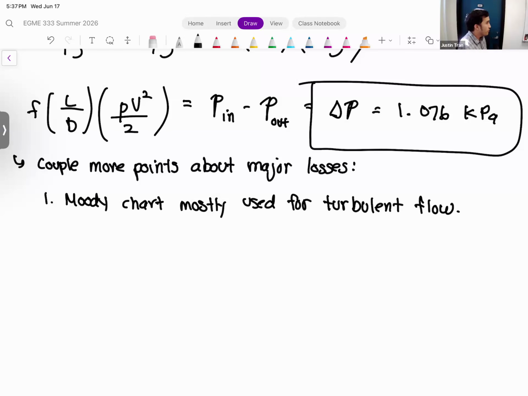Just because we don't really have any other alternative for turbulent flow, we have to use a Moody chart, because there's no analytical formula that we can use. All right, but if you wanted to, you could actually use the Moody chart for laminar flow as well.